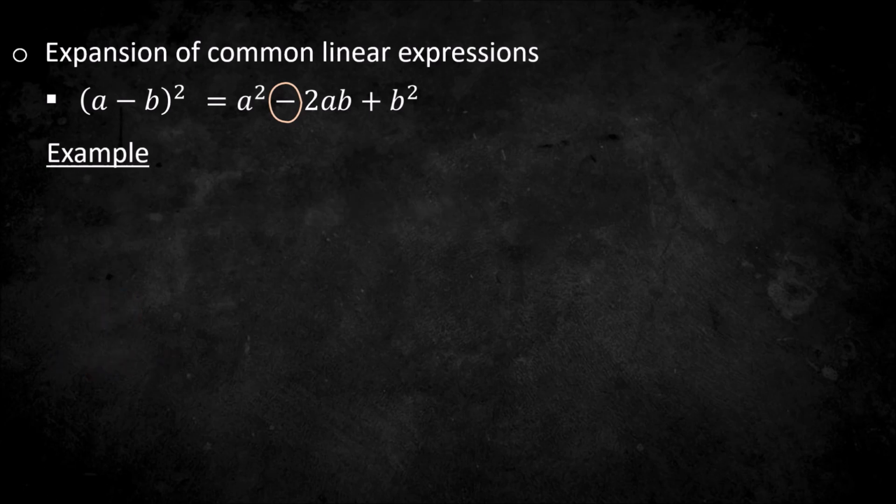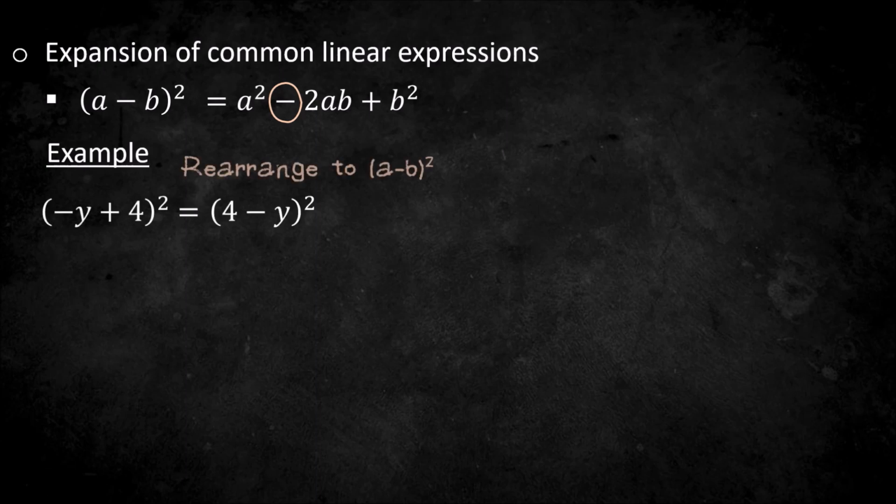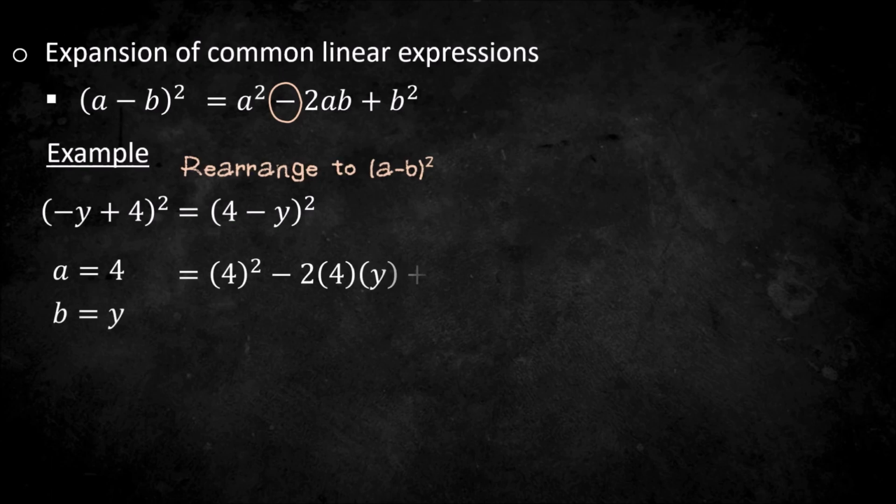For the next example, negative y plus 4 squared, it can be rearranged to 4 minus y, to be in the form of a minus b squared. By substituting a equals 4, and b equals y, the result is 16 minus 8y plus y squared.